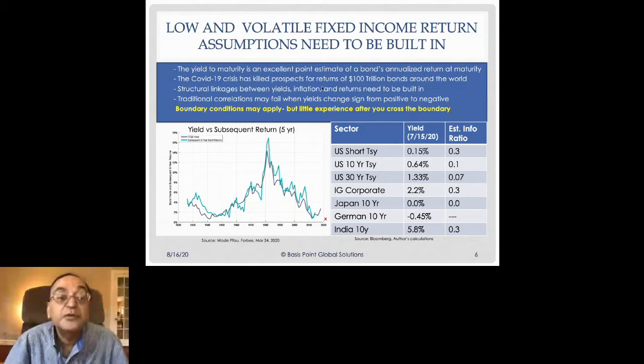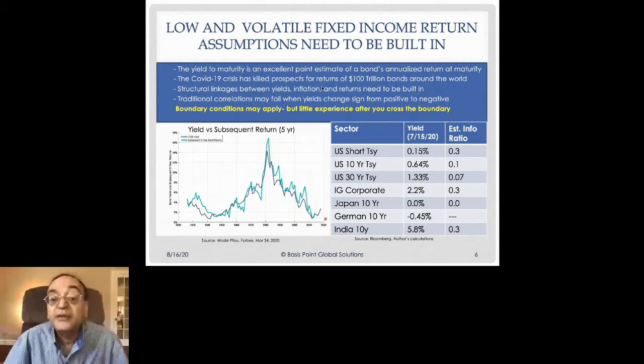So traditional considerations and correlations may fail when yields go from positive to negative, because we know that, for example, in Europe and Japan, yields have not been able to fall much below 100 basis points. Obviously, on the positive side, they could go much higher than that, particularly if inflation picks up. So boundary conditions apply, but we don't have a lot of experience in what happens after you cross that boundary between positive and negative rates.